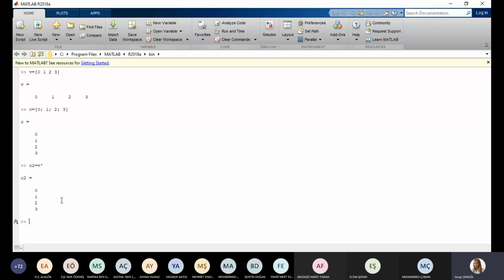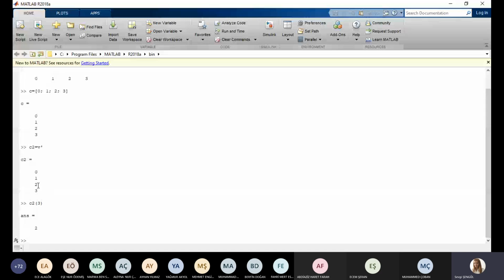And you can access any entry in a vector. Once you have data, you will load it into MATLAB, and there may be hundreds or thousands of values. You want to access any value by just calling it. You can say I want to see the third value in C2, and it will tell you the third value is 2. So you can access any entry in a vector by calling it in order.